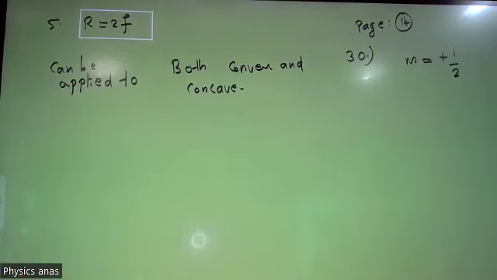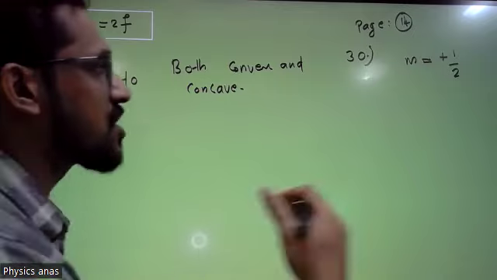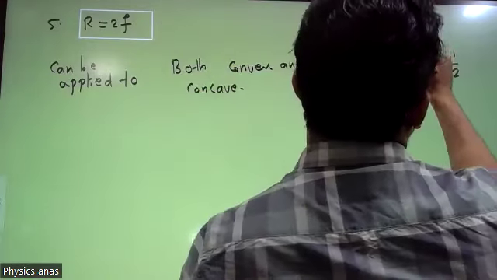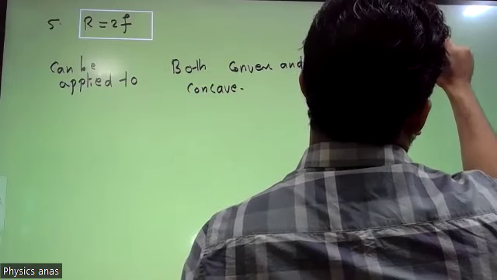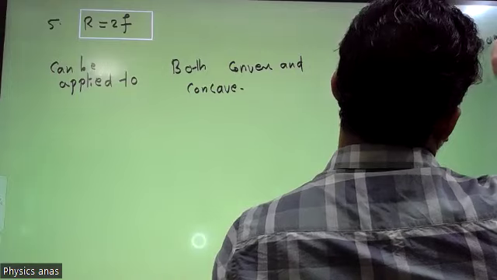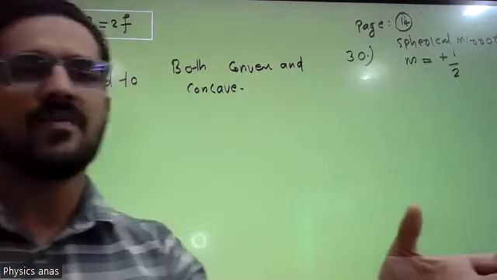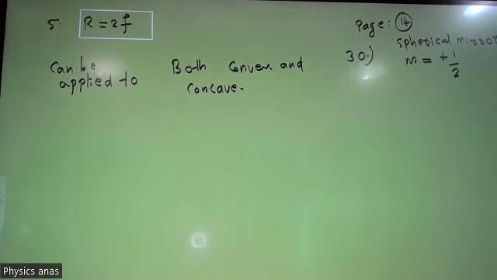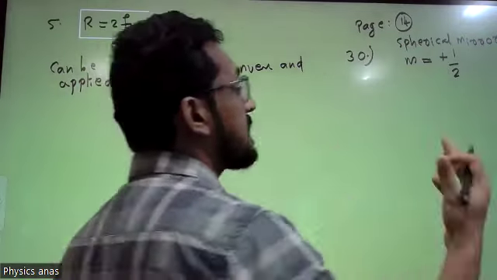A spherical mirror. They have not mentioned which type of mirror that is. Okay, so I am just writing it for my information. It's a spherical mirror. They have not said if it is a concave mirror or a convex mirror. Where should the object be placed to reduce the magnification to plus 1 by 2? Where should we place the object?